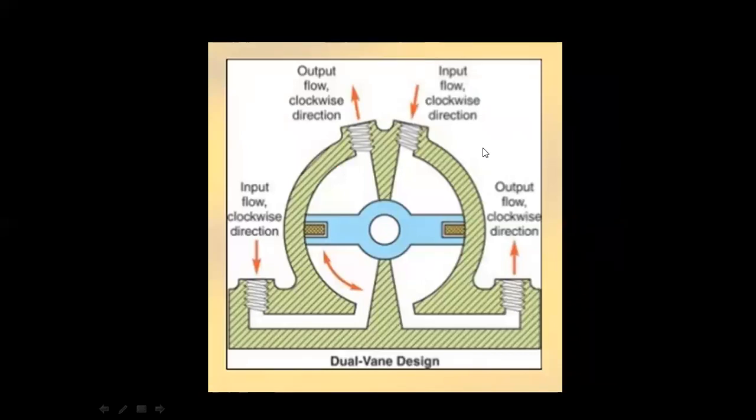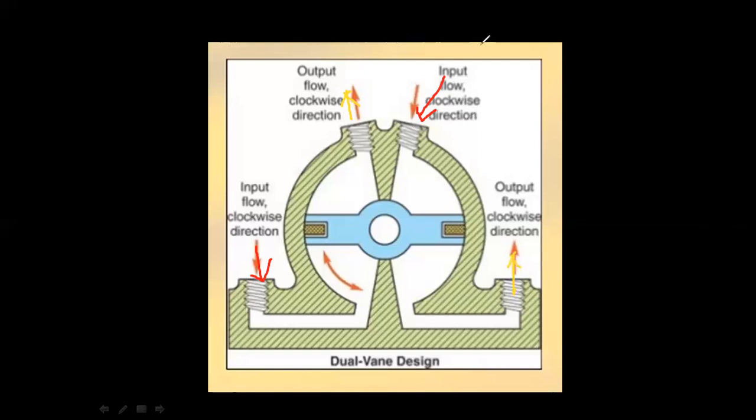In the previous case, we saw a single vane design. Now we can see a dual vane design, which is the normally used vane design. Comparatively, the vanes are large here and placed in a dual manner. We also have two inlets, one here and another here, and two outlets, one here and another here.